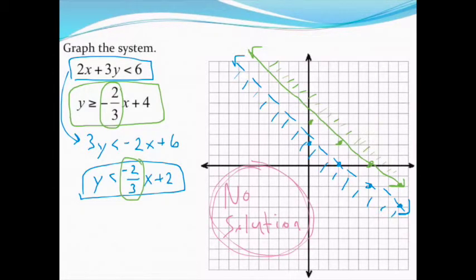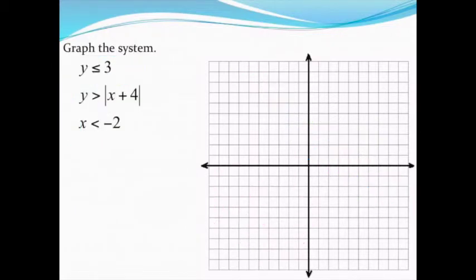Okay, I'm going to show you one more example, this final one using 3 inequalities, and one of them happens to be an absolute value. So with this one, again, different colors work really, really well.